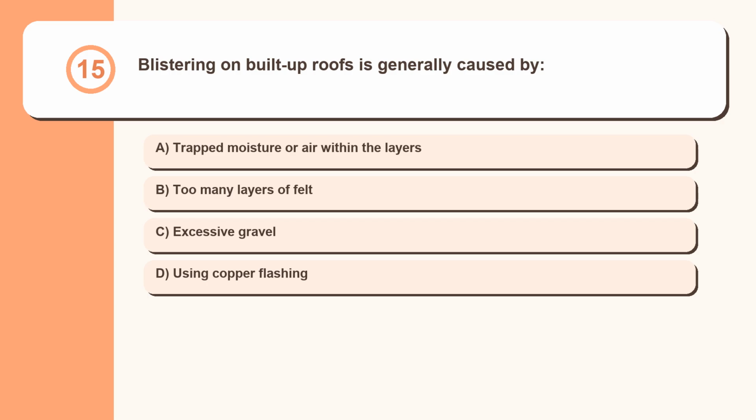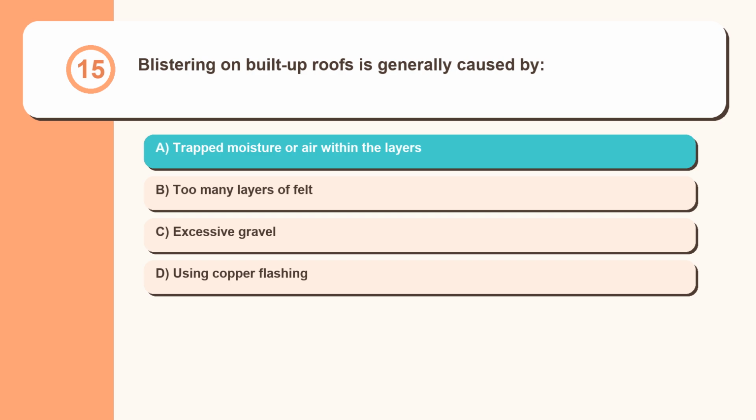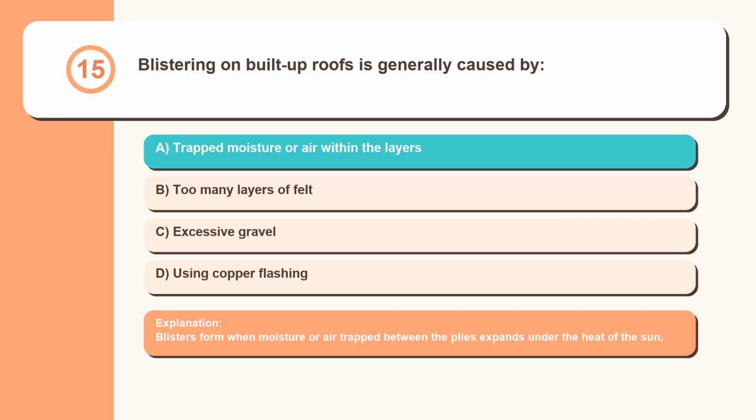Question 15. Blistering on built-up roofs is generally caused by trapped moisture or air within the layers, too many layers of felt, excessive gravel, using copper flashing. Blisters form when moisture or air trapped between the plies expands under the heat of the sun.